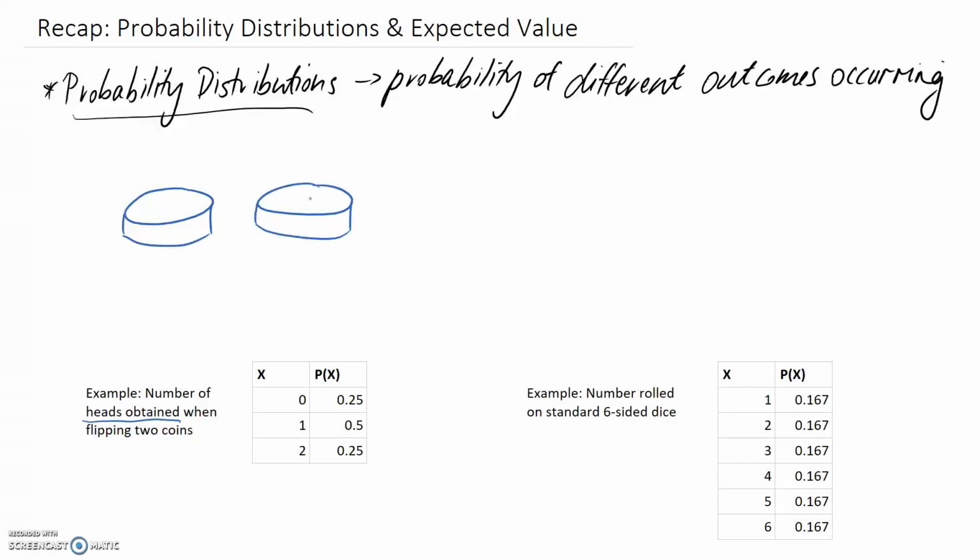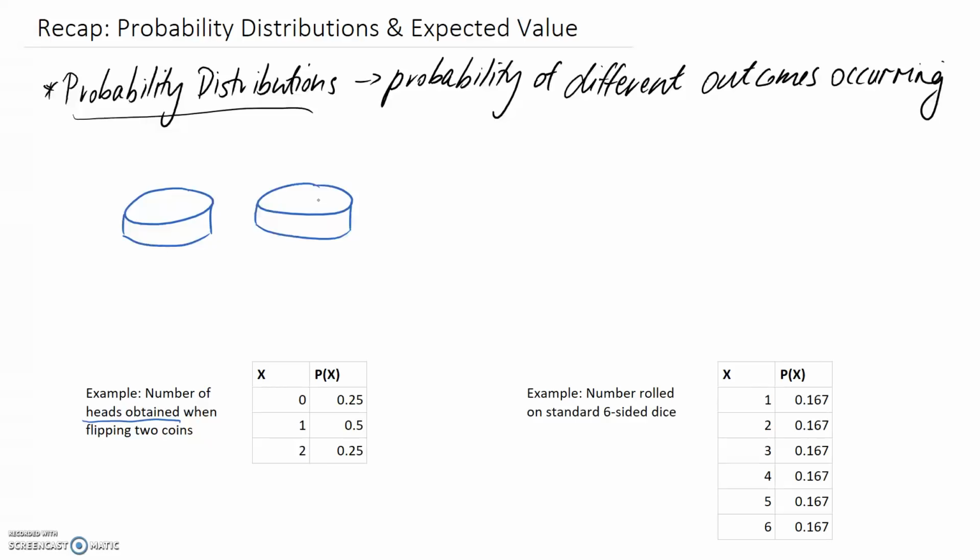The next example might be, say, we flip these coins and one of them ends up tails and one of them ends up as heads. Between those two, we're going to have a total of 1 head, so that would be another outcome. The last possibility is that when we flip both of these coins, they both end up being heads. So then we're going to have a total of 2 heads between them.